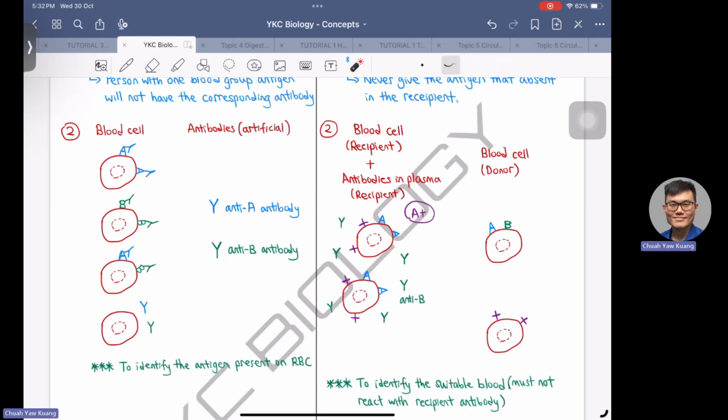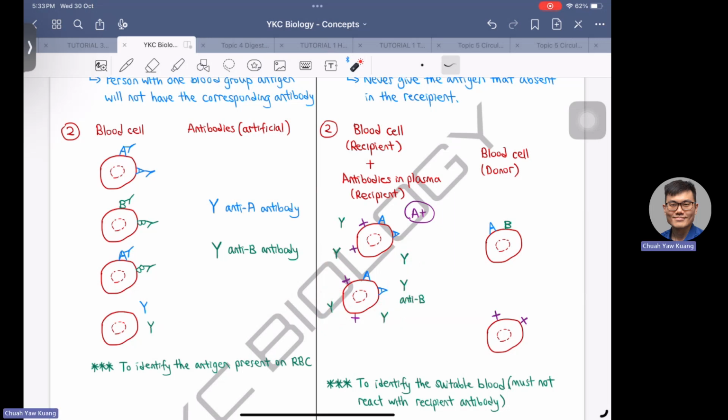And because the recipient is A positive, that means the recipient doesn't have the B antigen. And if the patient doesn't have the B antigen, that means they will automatically produce the anti-B antibody in their body. It is always present, even if they are not exposed to the antigen.